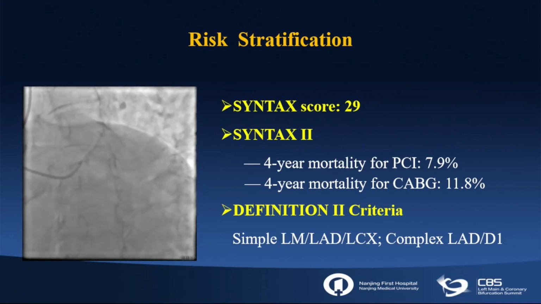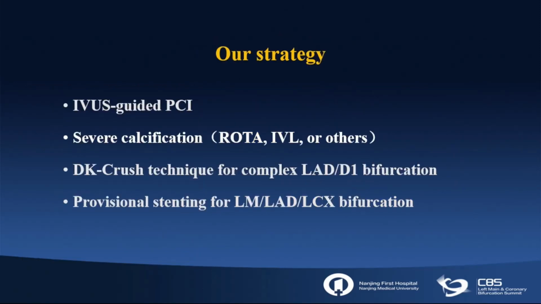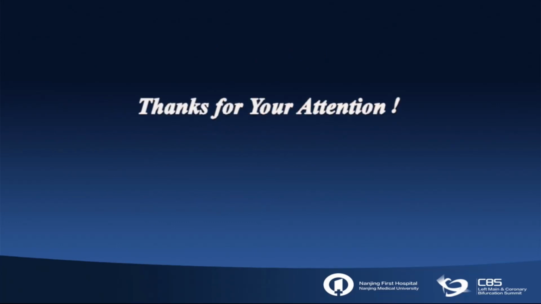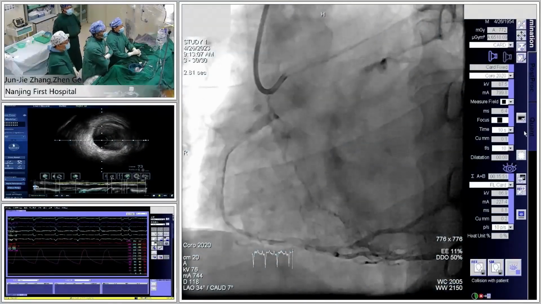So today, our strategy is IVUS-guided PCI according to the ULTIMATE trial. Based on the findings of IVUS, we'll maybe choose ROTA, IVL, or others for severe calcification. We also plan to perform DK crush for the complex LAD first diagonal bifurcation and provisional stenting for the left main bifurcation. That's all. Thank you. Okay, thank you, Dr. Gao, for introducing this case presentation.